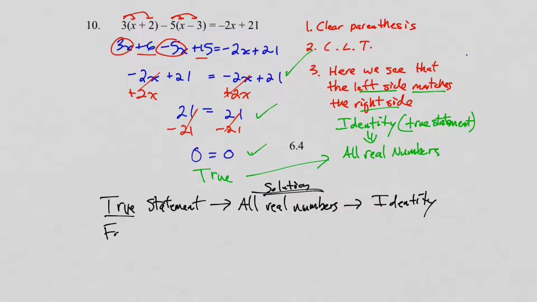False statement, and pretty much you'll see this when the x's cancel out. We have no solution, which is called a contradiction.